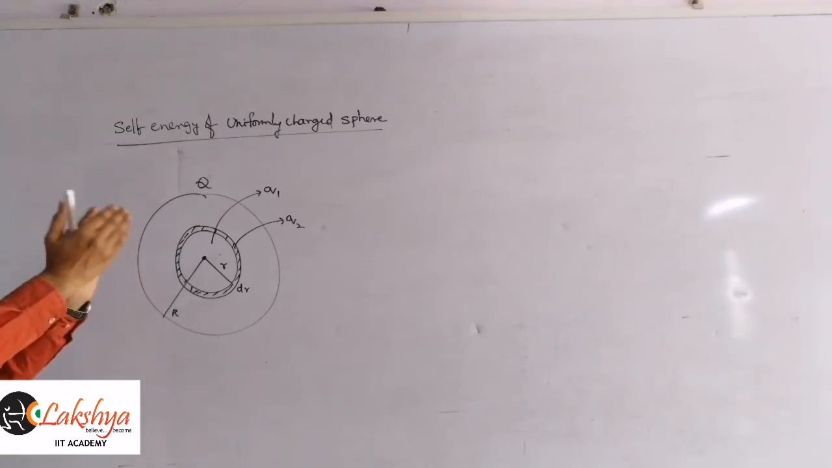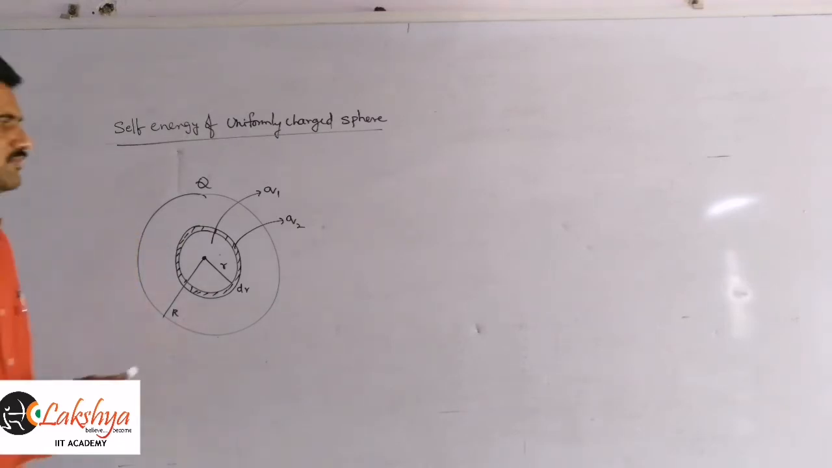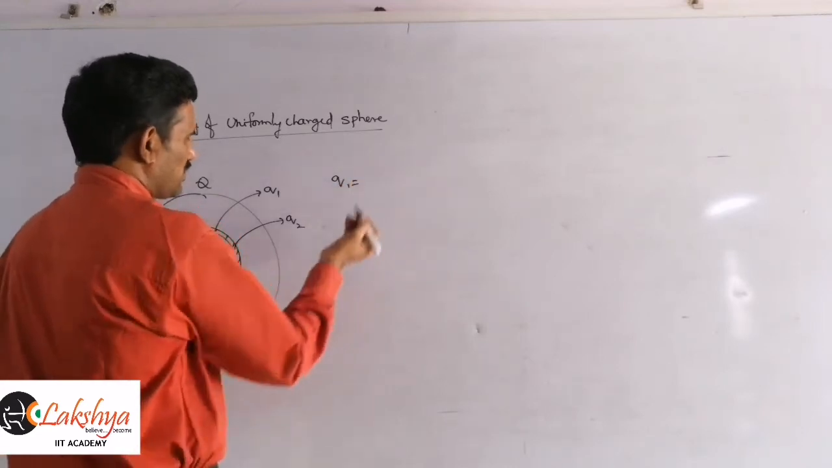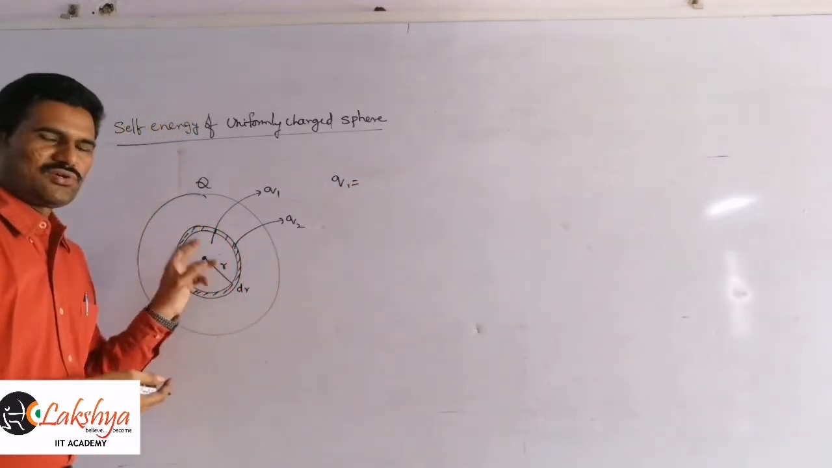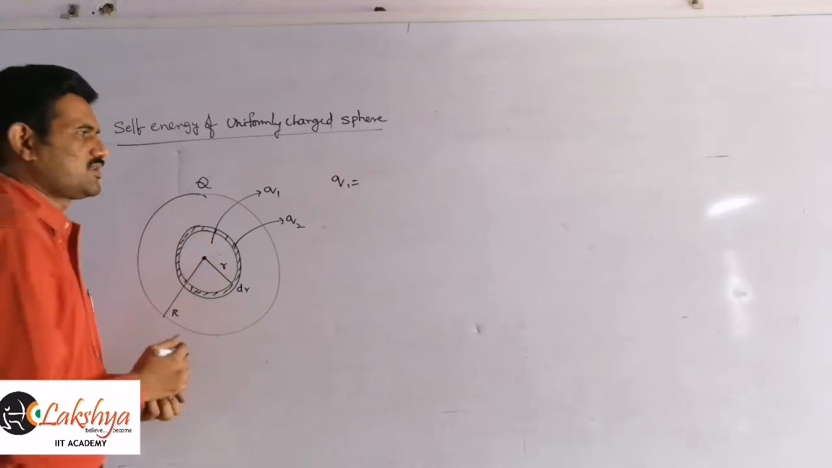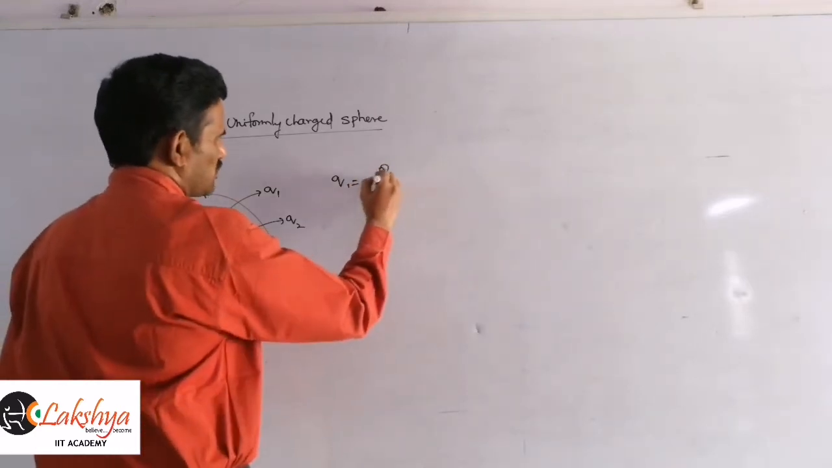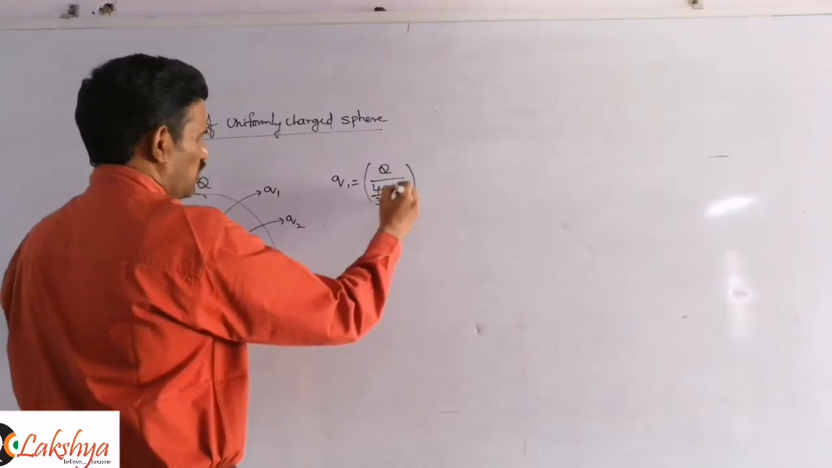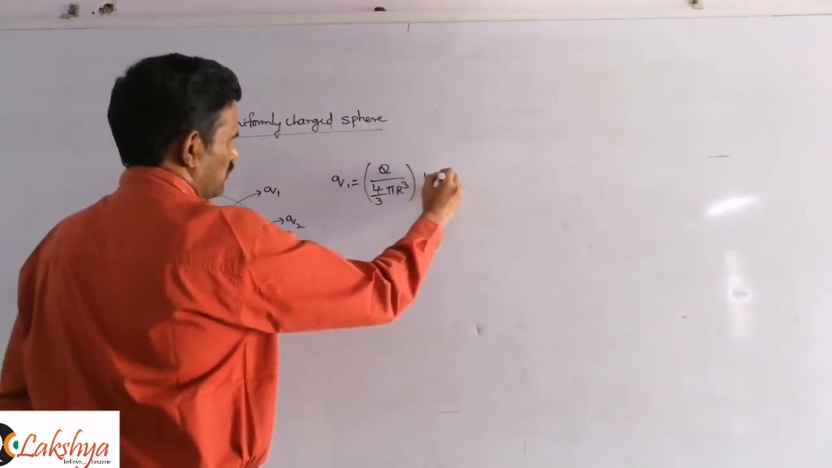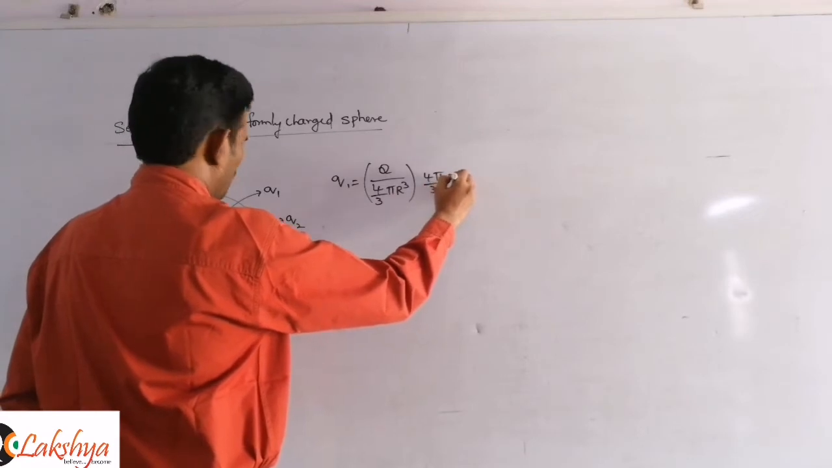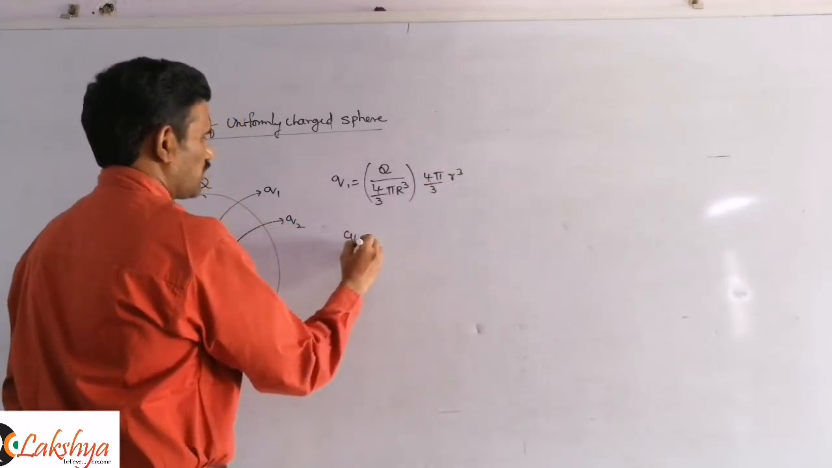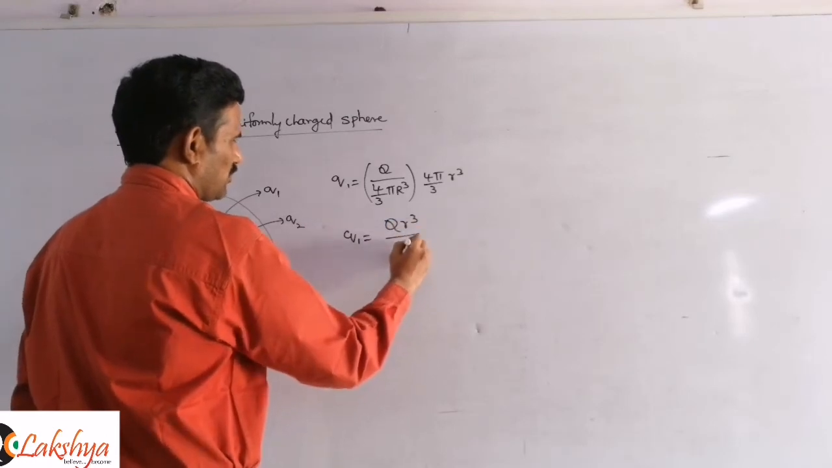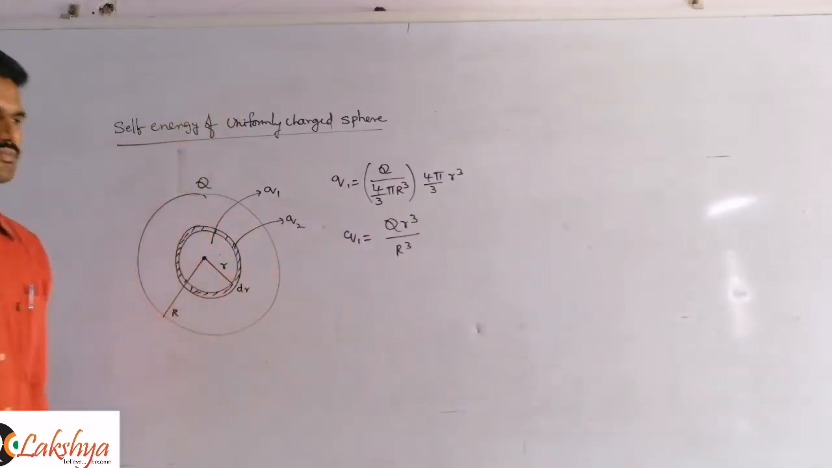So first let us write the expressions for q1 and q2. First I am writing the q1 expression. We can write it as charge density into volume, because it is a uniform charge distribution. So the charge density you can write as q by 4 by 3 pi capital R cube, the volume of the whole solid sphere, times the volume 4 by 3 pi small r cube. Therefore I can write q1 is equal to q into r cube by capital R cube. This is the q1 expression.